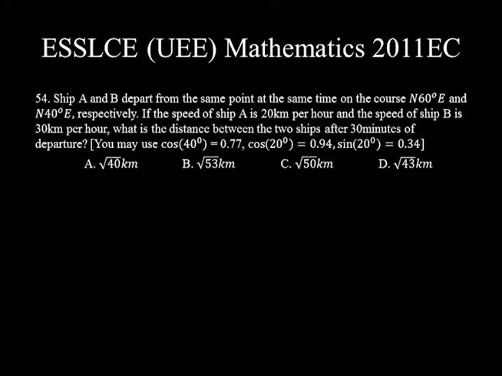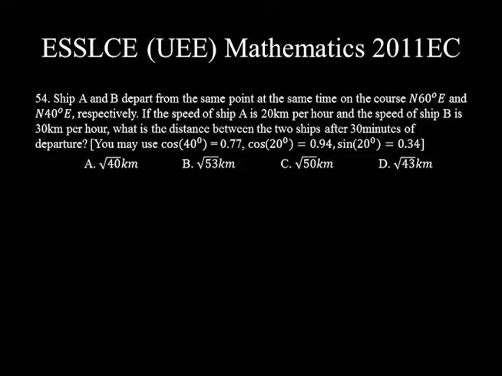Question number 54. Ships A and B depart from the same point at the same time on the course north 60 degrees east and north 40 degrees east respectively. If the speed of ship A is 20 km per hour and the speed of ship B is 30 km per hour, what is the distance between the two ships after 30 minutes of departure?